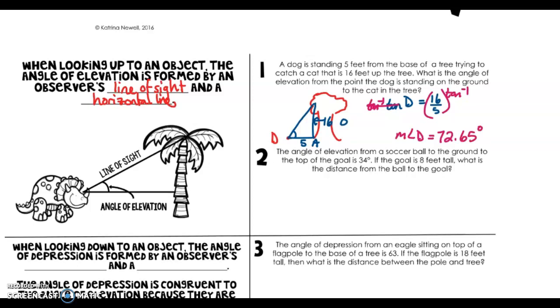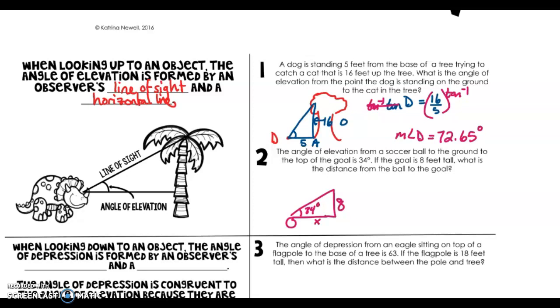Okay, let's try another one. The angle of elevation from a soccer ball on the ground to the top of the goal is 34 degrees. So we have a soccer ball down here, and the goal is up there. This angle of elevation is 34 degrees. The goal is 8 feet tall, so that's the height of the goal. So what is the distance from the ball to the goal?